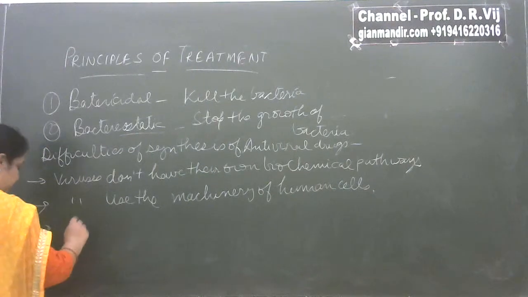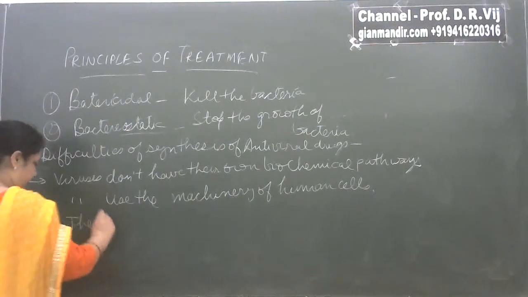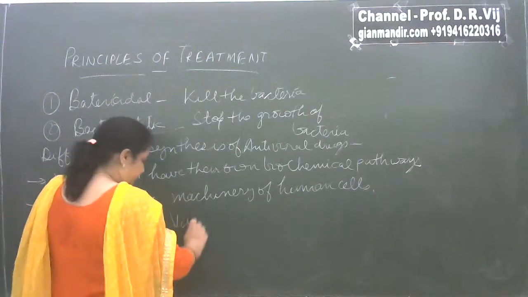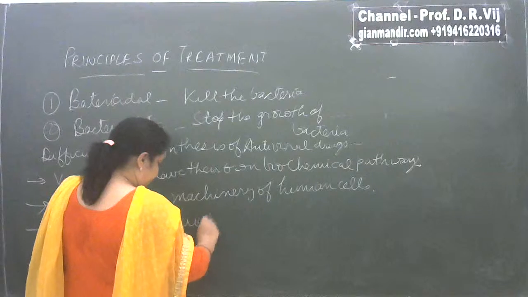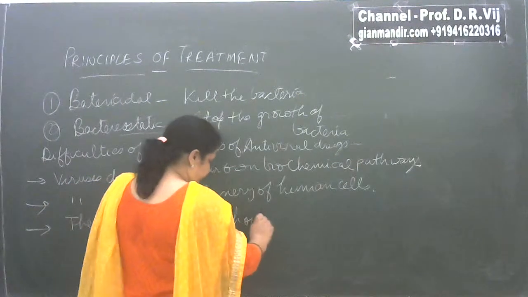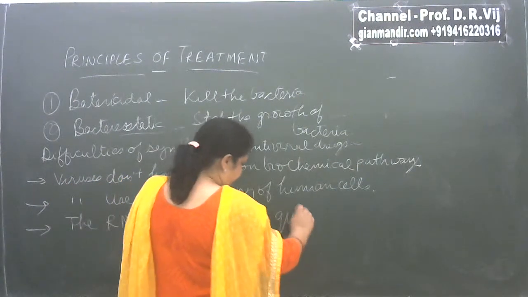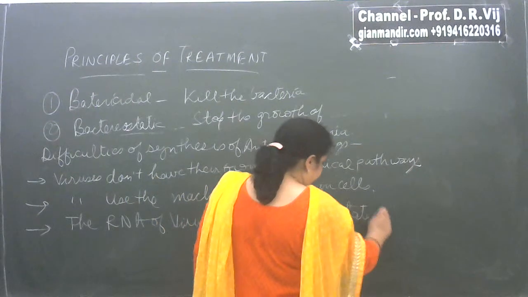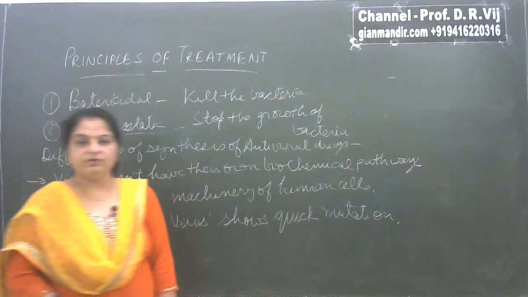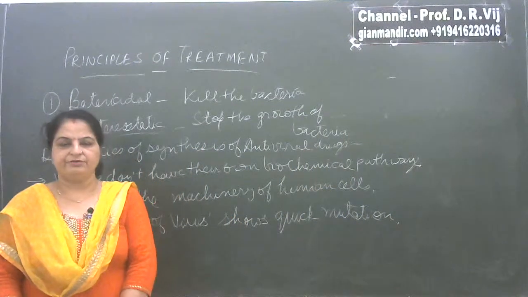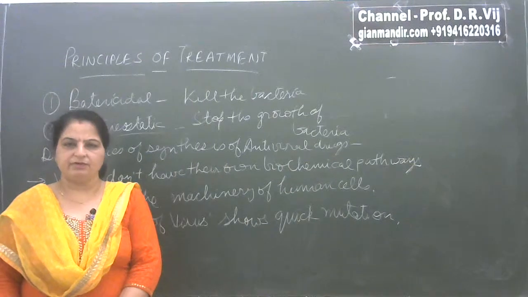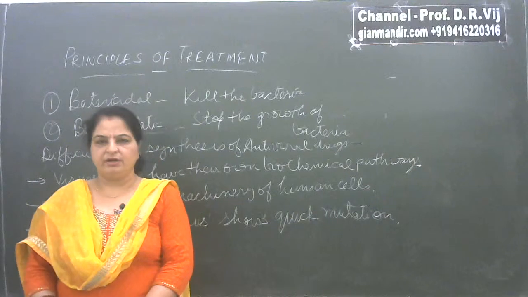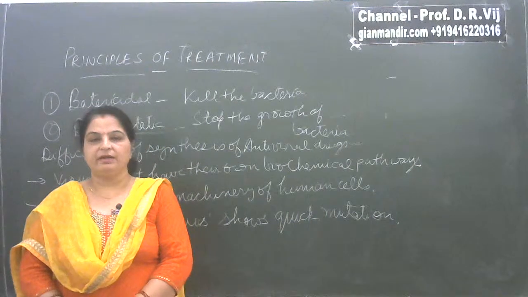And the another one is the RNA of virus shows quick mutation. So it undergoes changes very quickly, and again in that case it becomes very difficult to synthesize a drug or to design a drug which is active against viruses. And these are the difficulties associated with the synthesis of antiviral drugs.